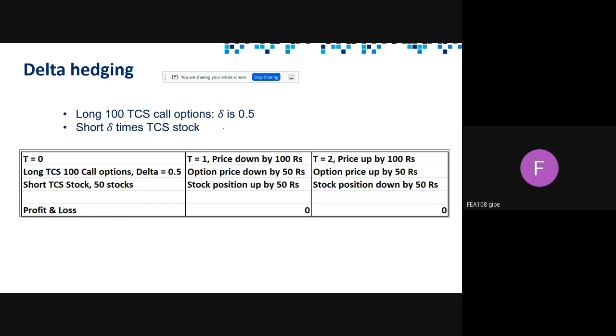This is an intuitive example, like taking a baby, somebody spoon feeding me, so to make it very clear in one's mind's eye that this is what happens. You go long on the call, you have to go short on the stock, and you're delta hedged. You're risk neutral.